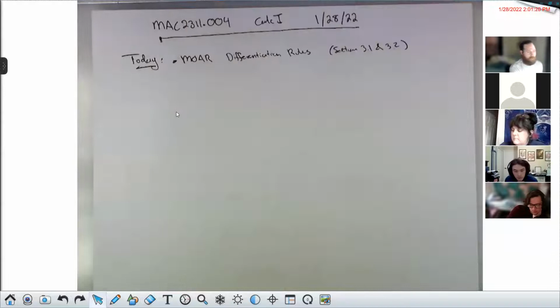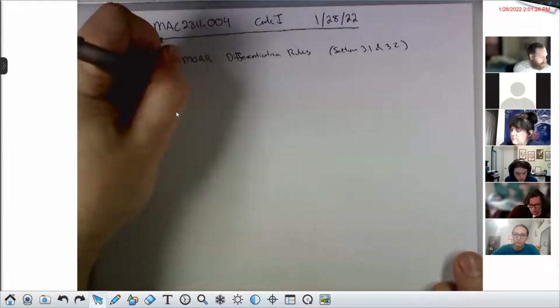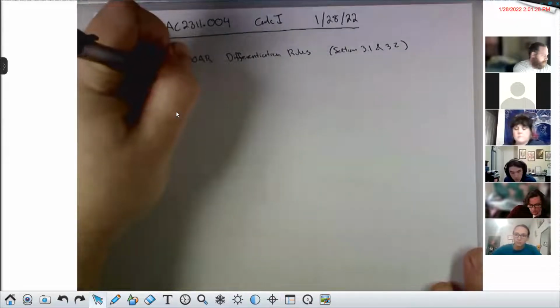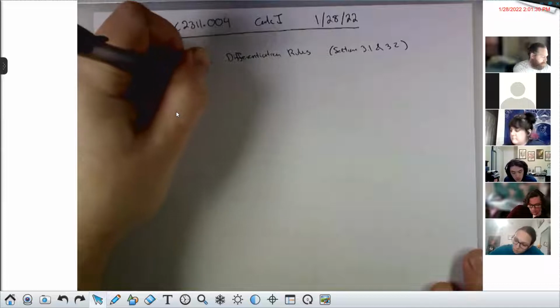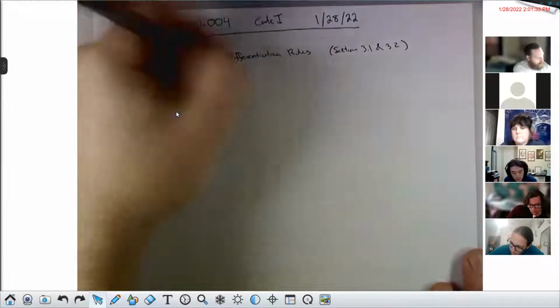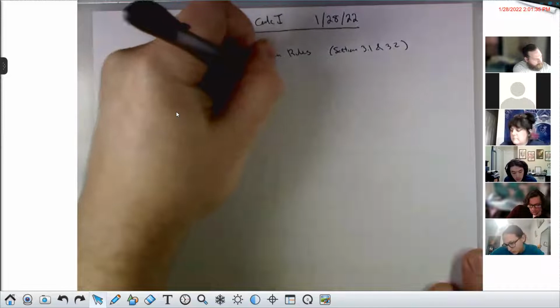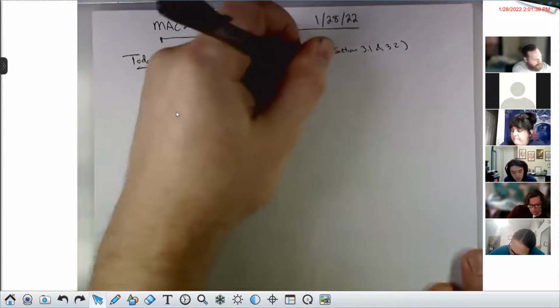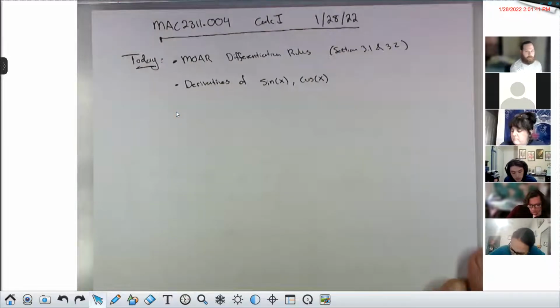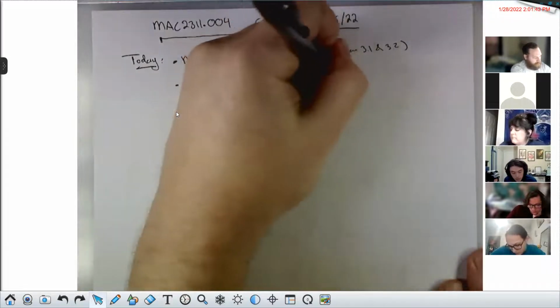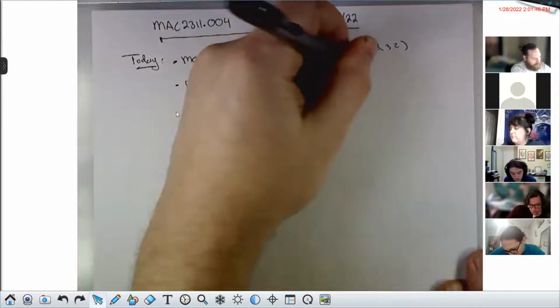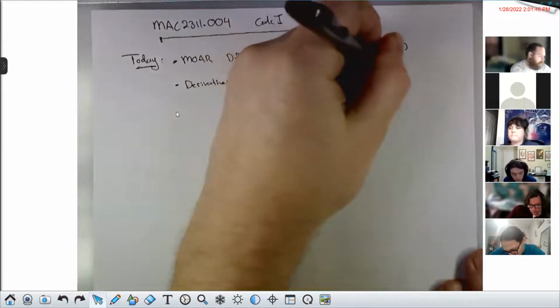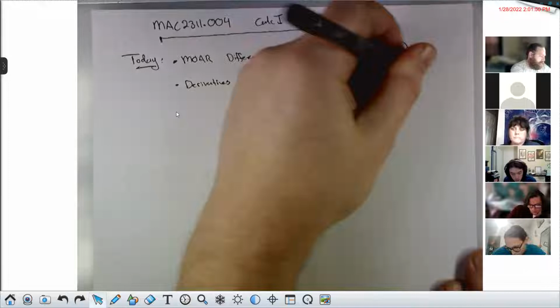We're going to be using these so very much all through the semester that it really is important you get very, very comfy with them. And to that end, I think a little more practice is appropriate. But the main point of the day is derivatives of sine x and cosine x, from which we will get derivatives of secant x, tangent x, and so on.